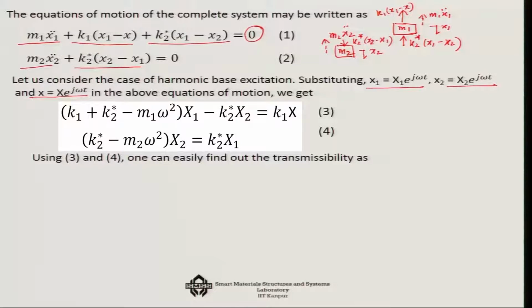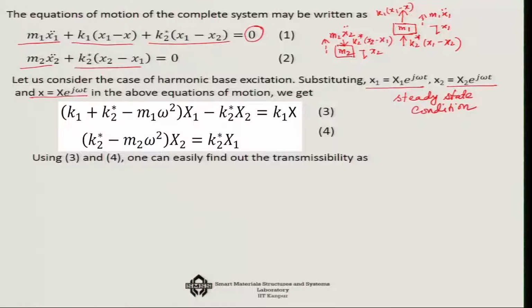Now, this will not happen immediately if you give a base excitation. This will happen when the system continues under steady state condition. So, you have to keep in your mind that this is a steady state condition. Under steady state condition, if I apply these things on the equations above, we will be having K1 plus K2 star minus M1 omega square x1 minus K2 star x2, and then K2 star minus M2 omega square x2 equals K2 star x1.